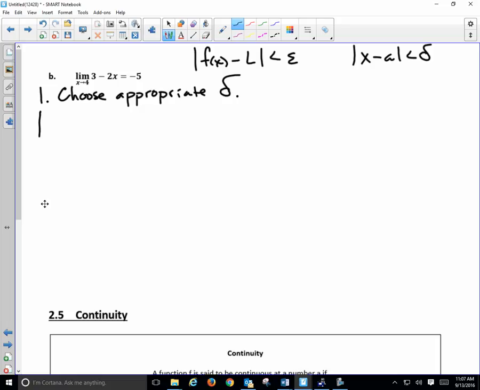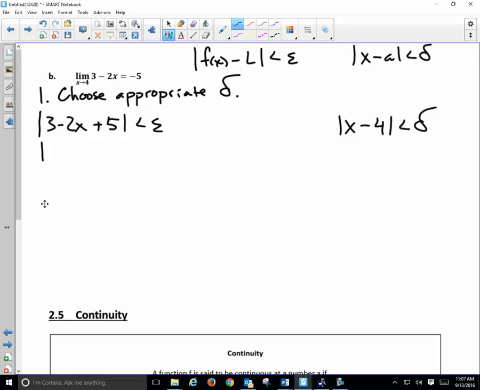Absolute value of ... minus -5, so plus 5 is less than epsilon. And we have x minus 4 is less than delta. I want to make that look like that.